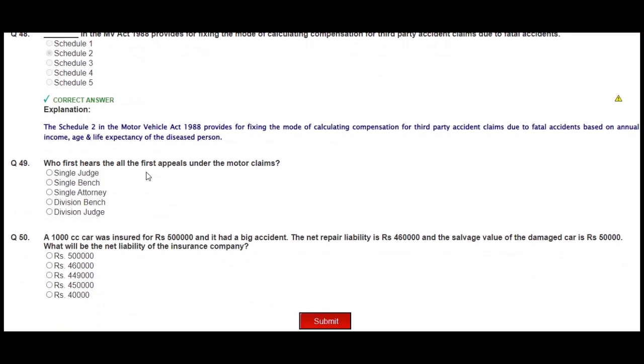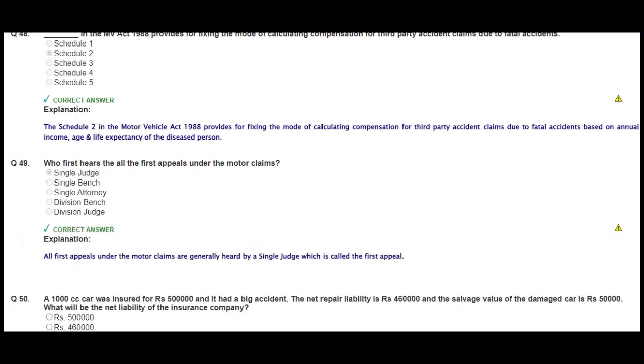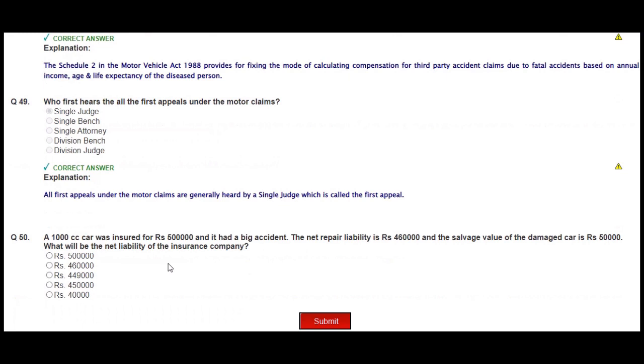Who first hears the first appeal under motor claims: single judge, single bench, single attorney, division bench? Simply, who will first hear it? Not single bench; only a single judge will hear the first appeal. Finally we will read the 15th question. I think I will get only 20 or fewer right answers. This is my second attempt.